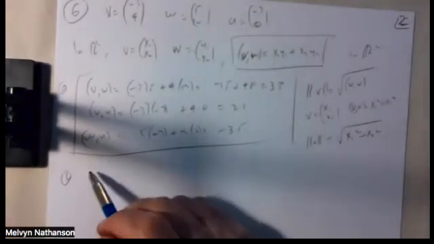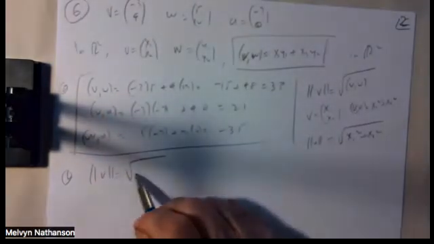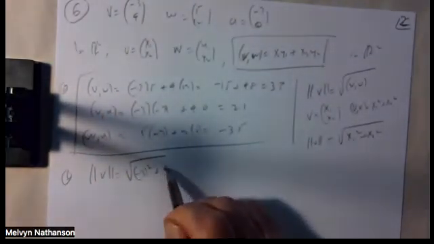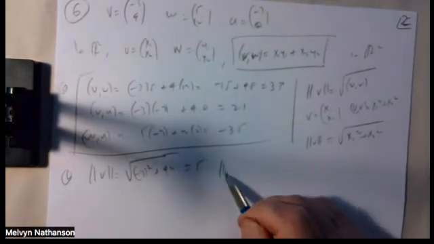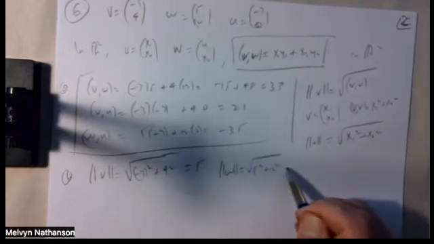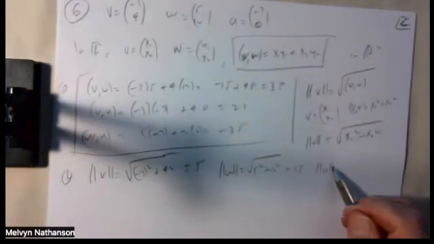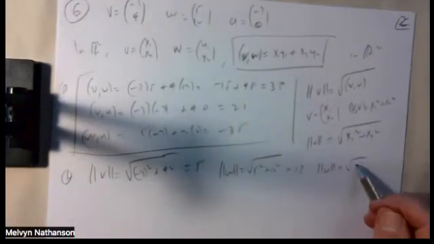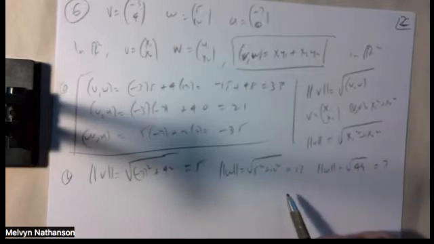So the length of the vector V is the square root of -3 squared plus 4 squared, which is 5. The length of the vector W is the square root of 5 squared plus 12 squared, which is 13. The length of the vector U is the square root of 49, which is 7. So those are the lengths of the vectors.